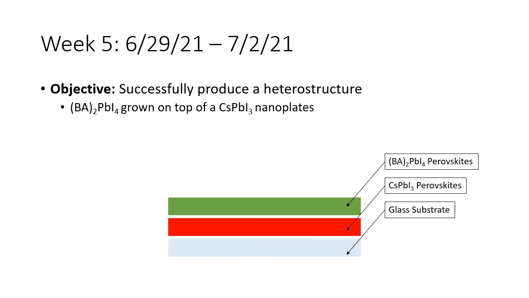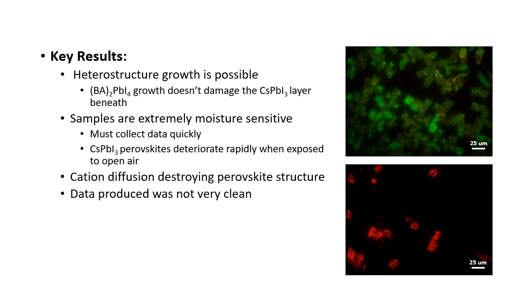Now that we've had a few weeks of work done on growing the butyl ammonium lead iodide by itself, moving into week 5, we decided it's time to try and grow a heterostructure. What I mean when I say heterostructure is we're going to be trying to grow the butyl ammonium lead iodide perovskite on top of cesium lead iodide perovskites, which you can see pictured here in this diagram.